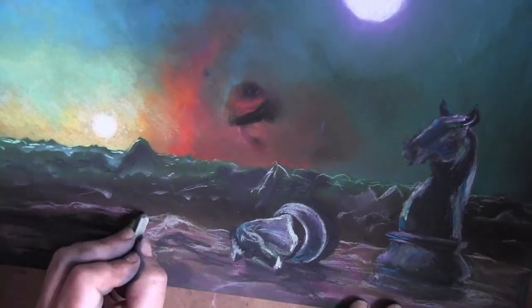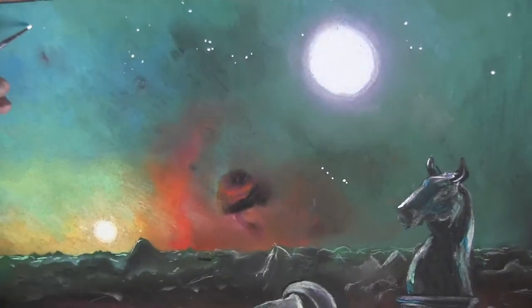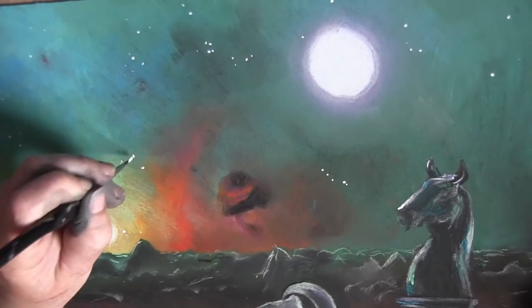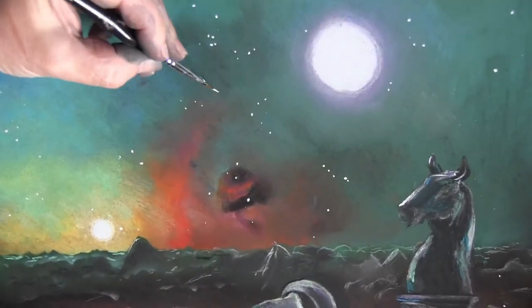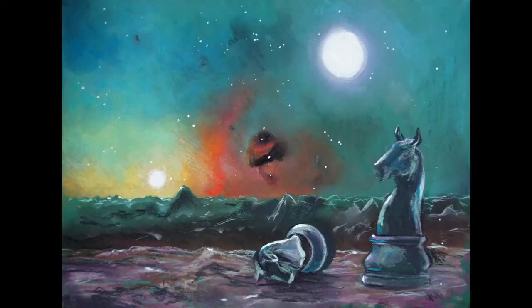I love the way you can still see the stars pinpointing through the gas clouds, and I wanted to show that reflection of these weird colours on the side of my chess pieces as well, so the kind of purpley greenish chess pieces.